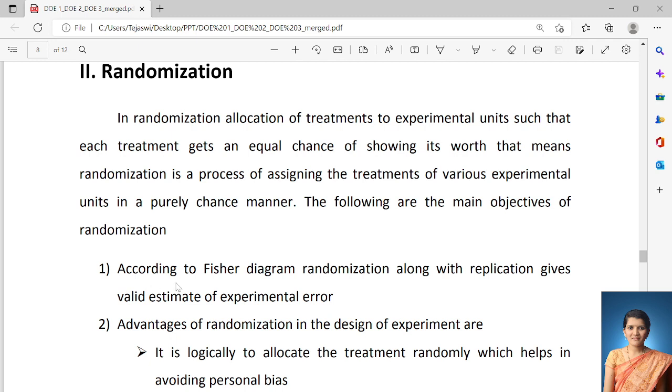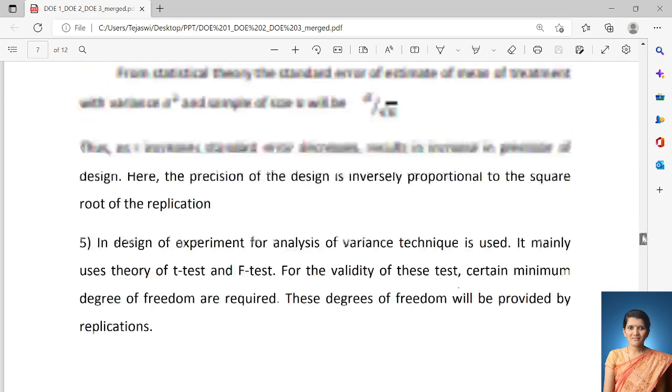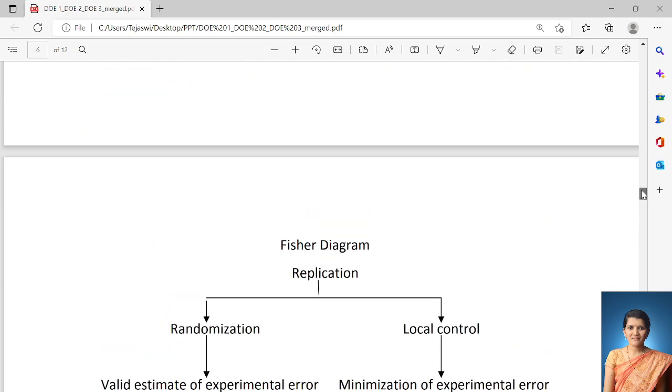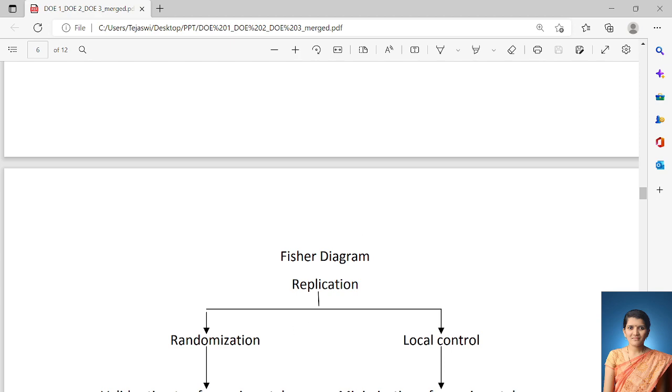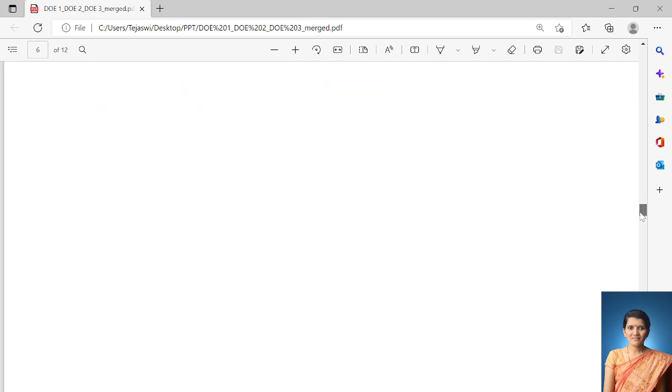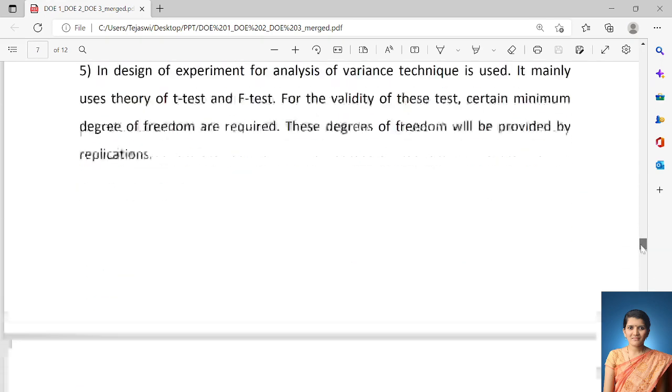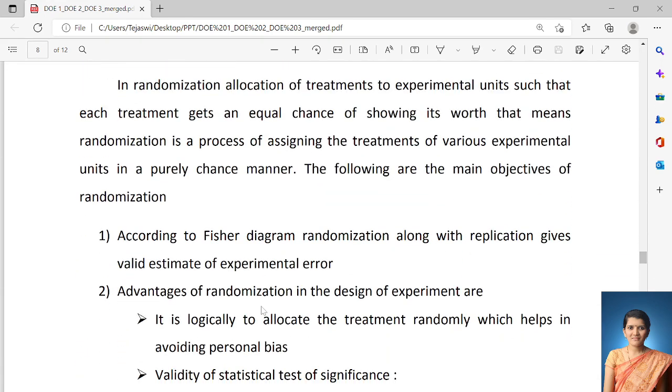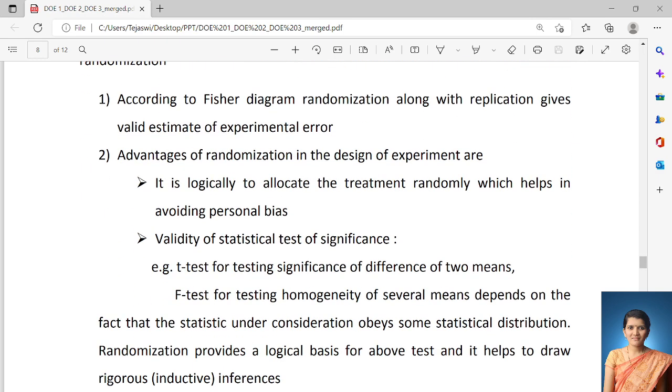So what is the objective? According to the Fisher diagram, randomization along with replication gives a valid estimate of experimental error. And the advantages of randomization in the design of experiments are that it is logical to allocate the treatments randomly, which helps to avoid personal biases.